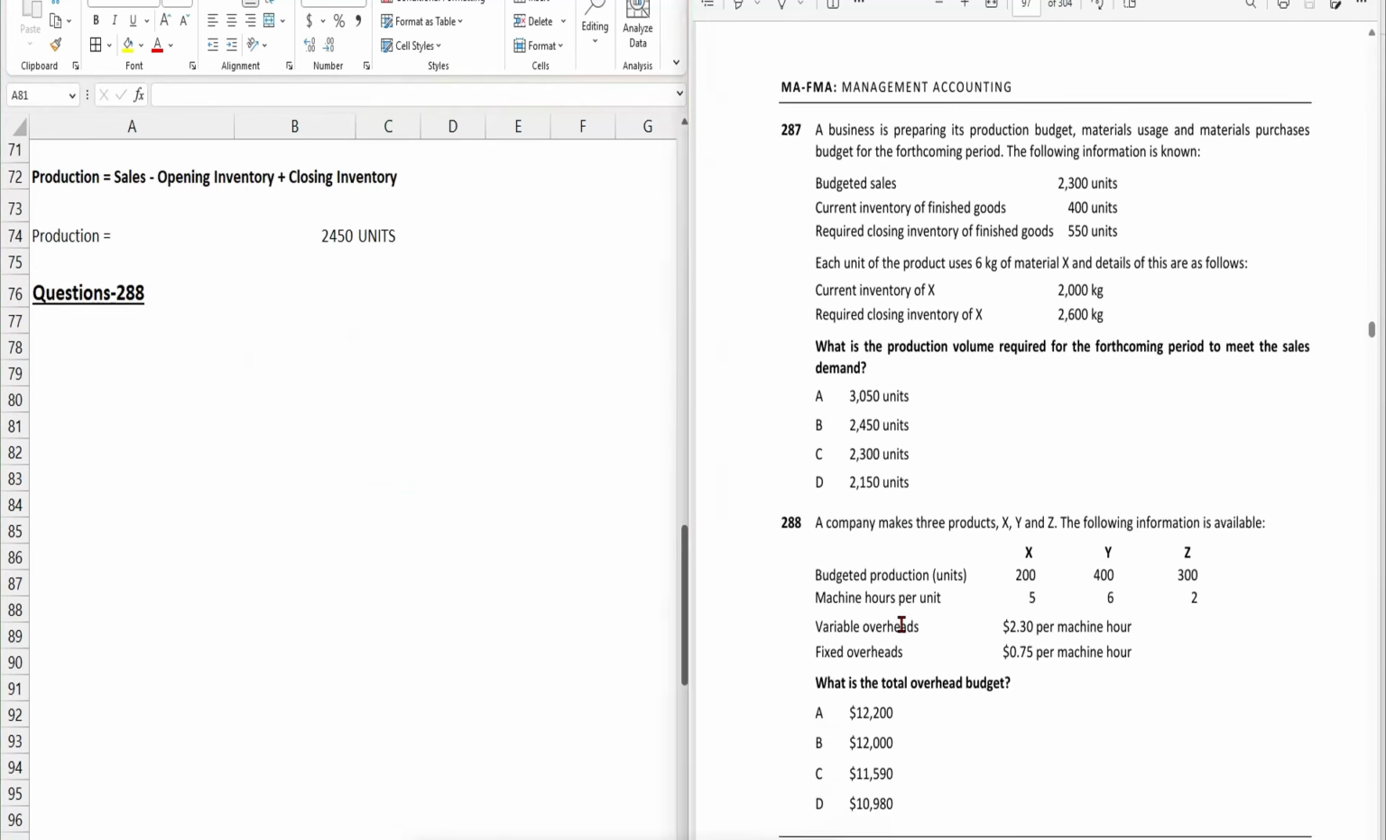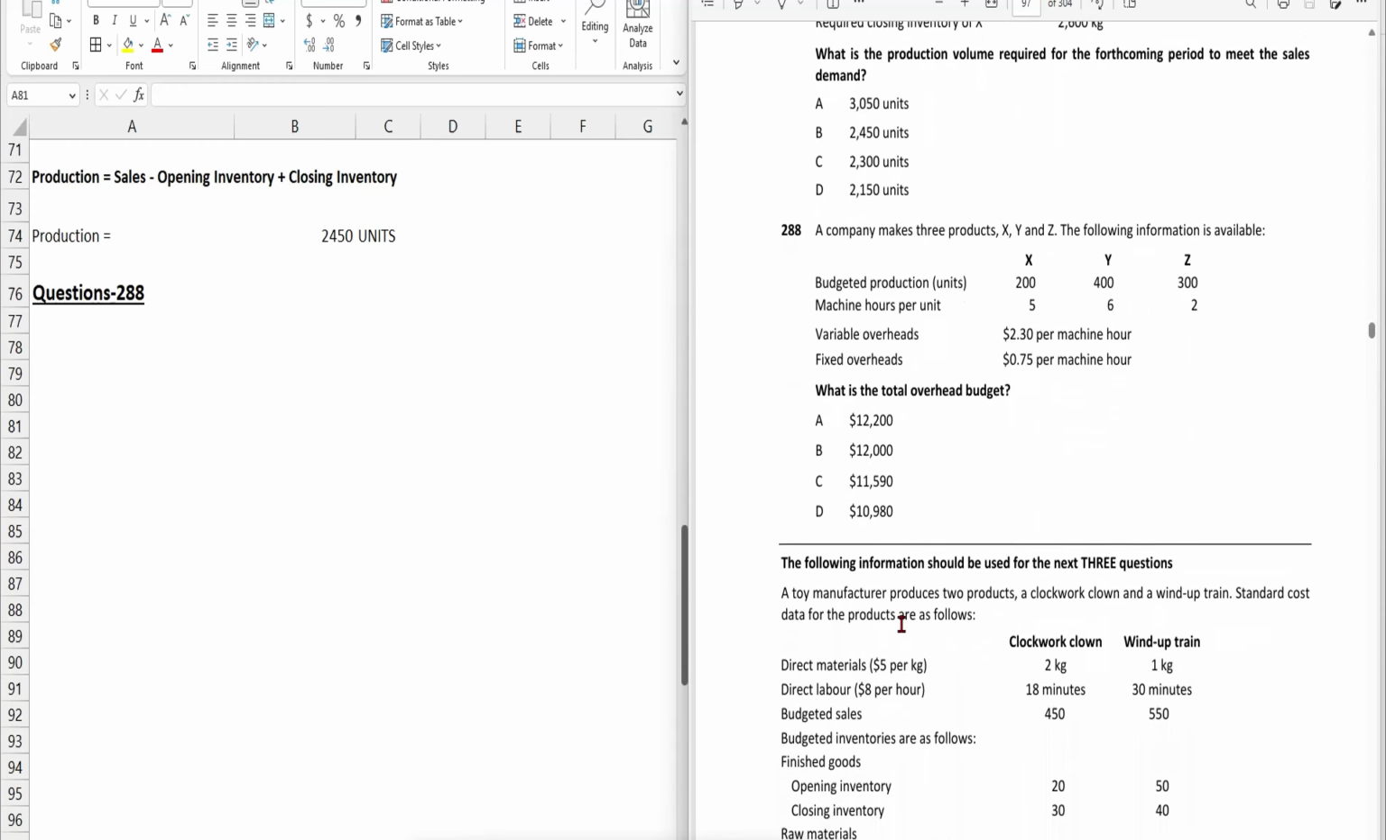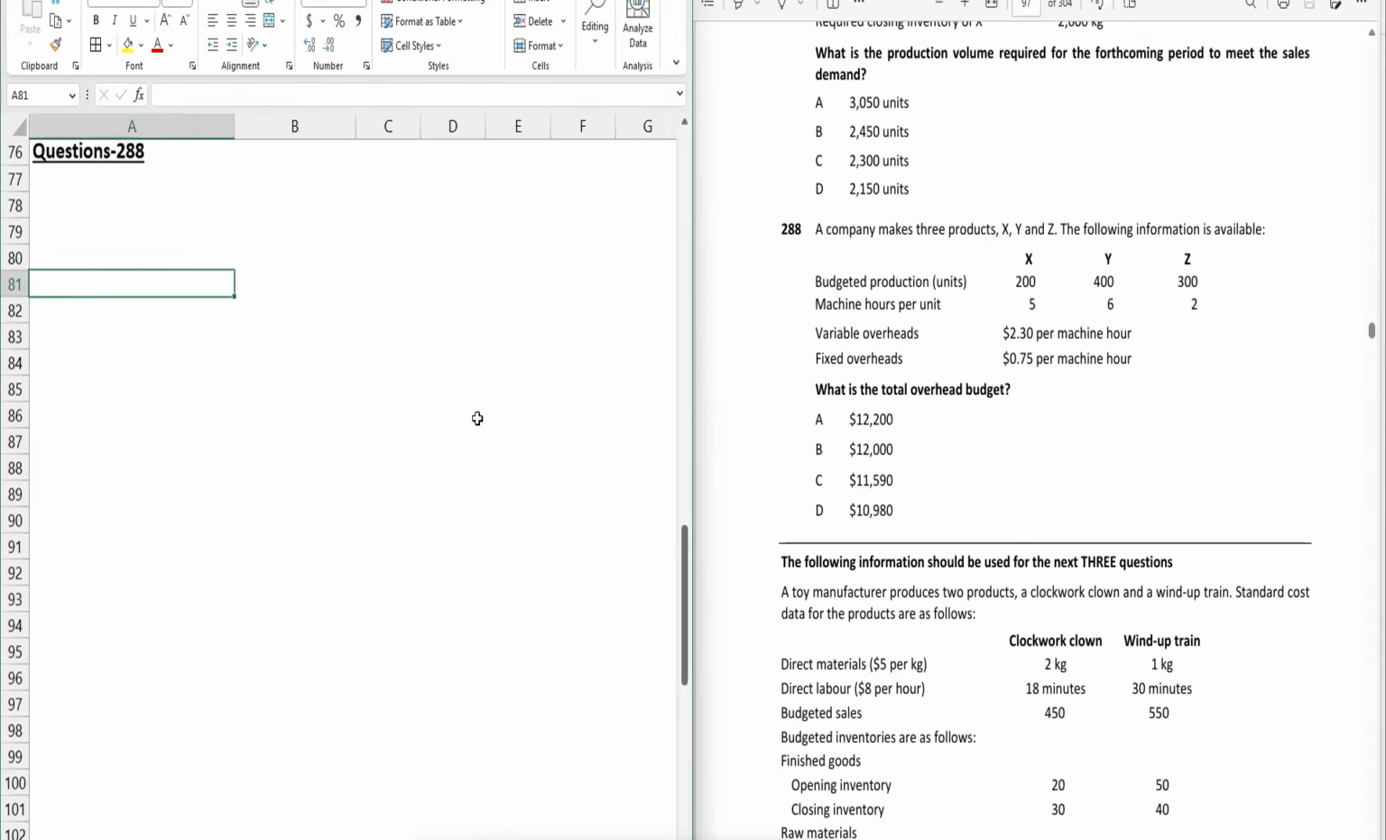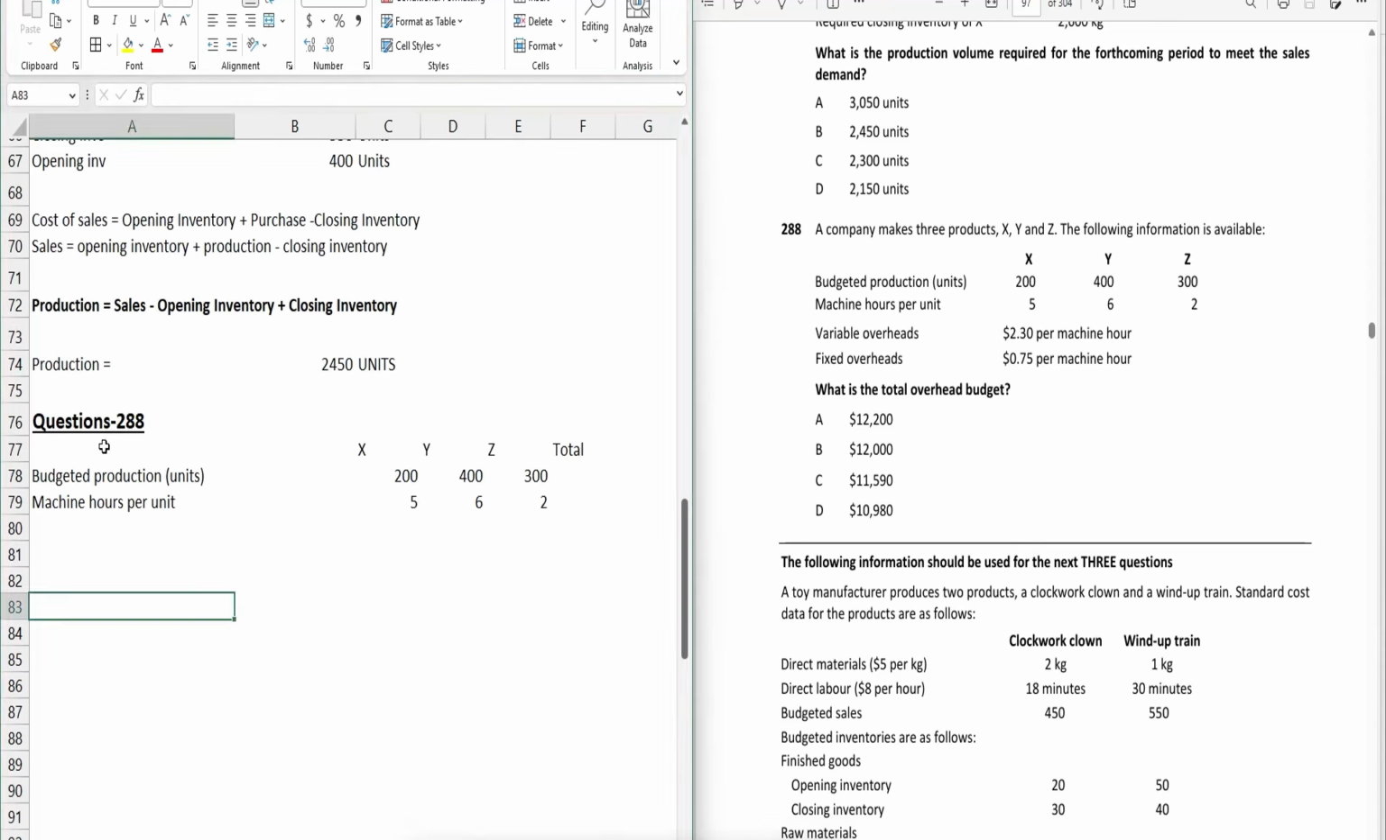Now the question says a company makes three products X, Y and Z and the following information is available. They have already provided the budgeted production units for the three products, machine hours, variable overhead, and fixed overhead. Now the question asks what is the total overhead budget. So that means you need to calculate both the variable as well as the fixed and add both of these figures. Let's do this together again.